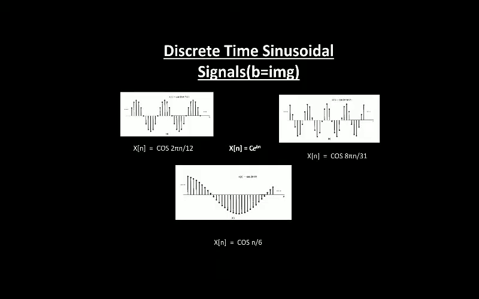So the previous pictures are for values of c and a when they are real, but when they are imaginary, we get pictures like this. These are different values of b: for cos 2 pi n by 12, the output will be like on the left side of the picture. The middle one is cos n by 6 and the right one is cos 8 pi n by 31. In the previous case the value of b was real and c was real as well, but in this case b is imaginary, and when b is imaginary, we get a sinusoidal signal.